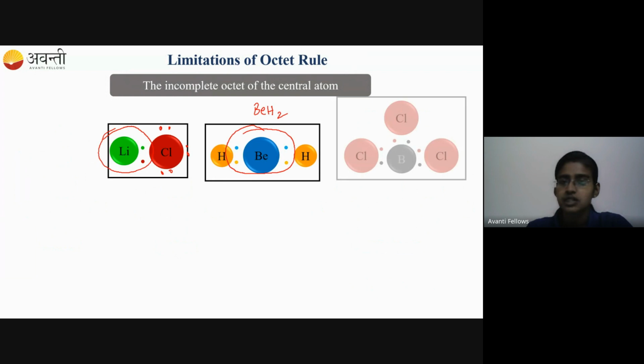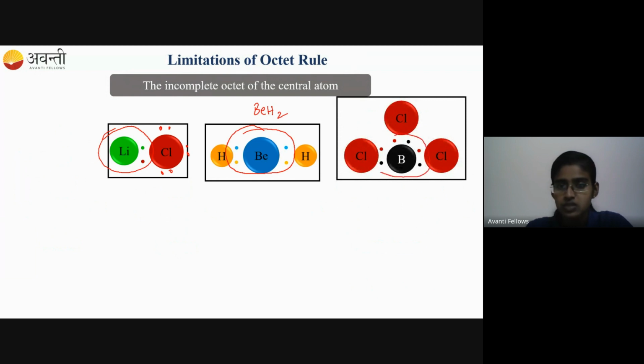One more example is BCl3. Boron, the valence electron of boron is 3. Okay, now you see around this boron, boron has only 6 electrons around it and not 8, but still it is stable. So lithium belongs to group 1, beryllium belongs to group 2, boron belongs to group 13. So group 1, 2 and 13 elements forming compounds are not fulfilling the octet configuration. Okay, but still they are stable. So the valence electron here it is 1 and here it is 2 and in case of boron group, valence electron is 3.